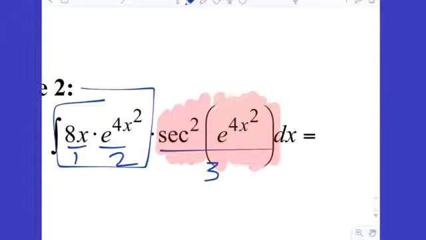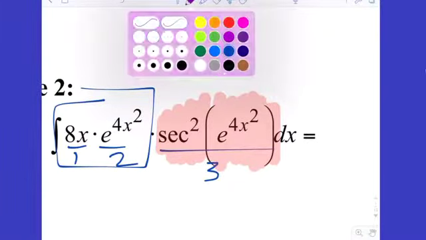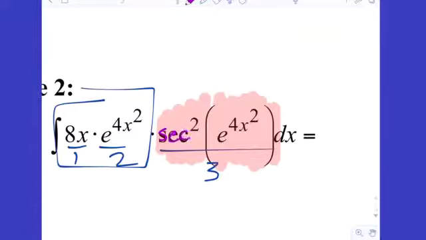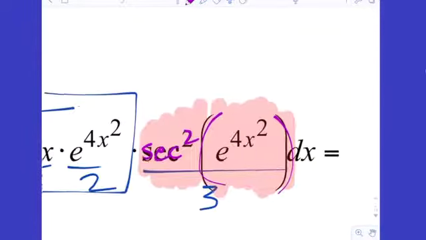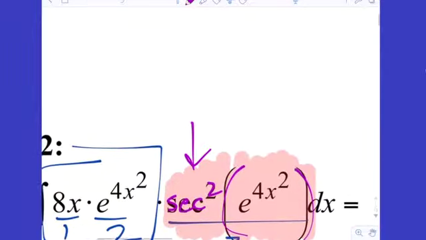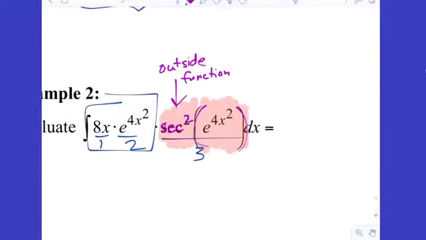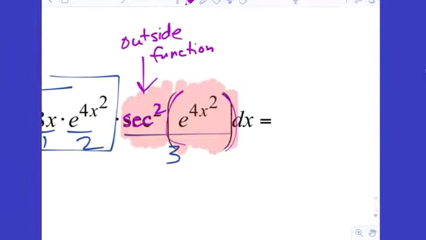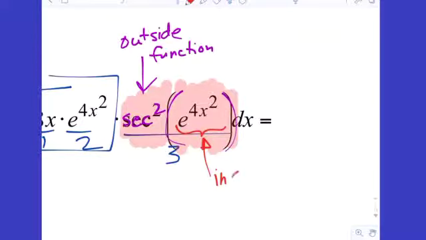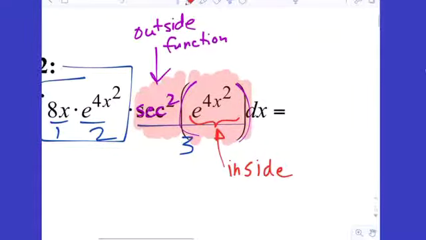So if you walked up to this problem, this last factor, you might notice right away a secant squared of blob. That secant squared of blob is going to involve the biggest box. We're going to call that the outside function. There can only be one rule of integration, and it's going to involve the outside function of the biggest factor. Now, what is inside the outside function? It looks like it's e to the 4x squared. That's what we're going to call the inside function.